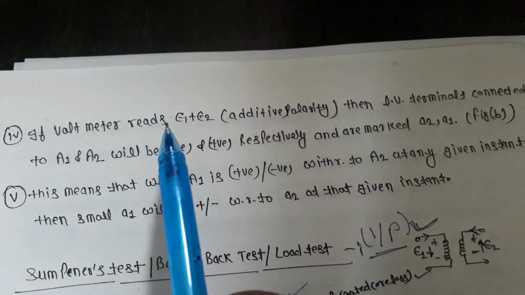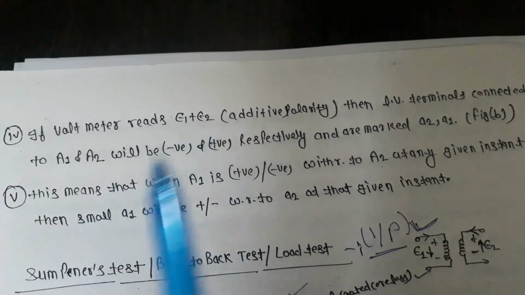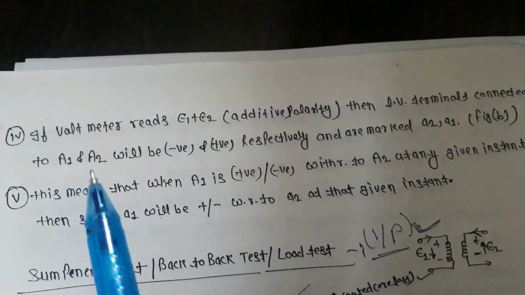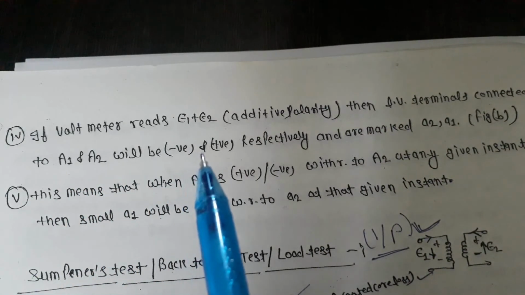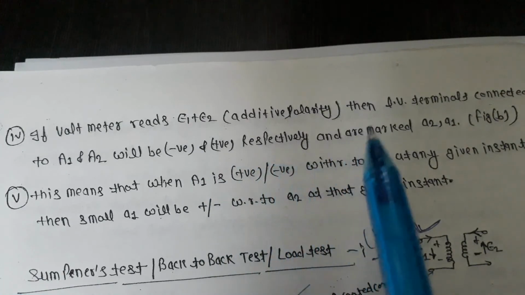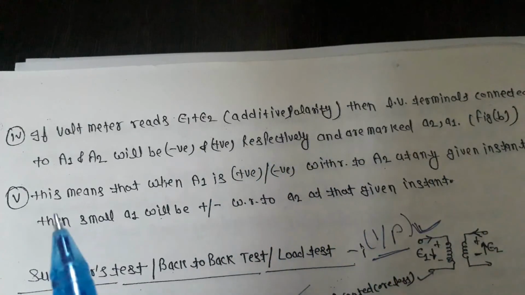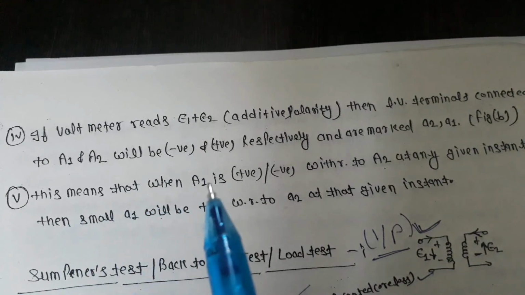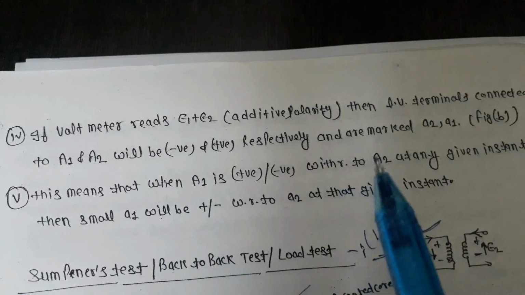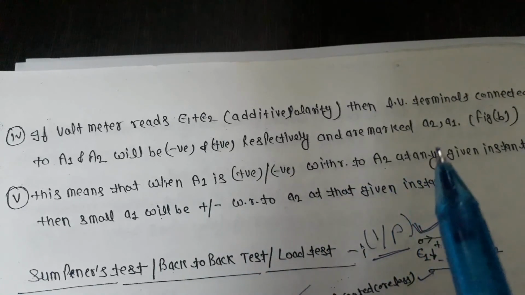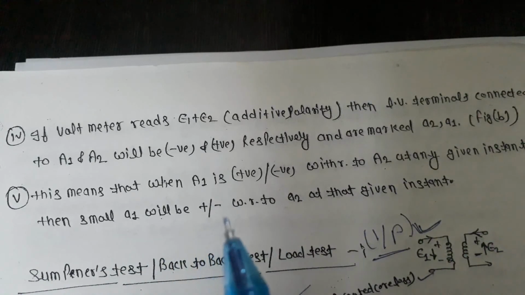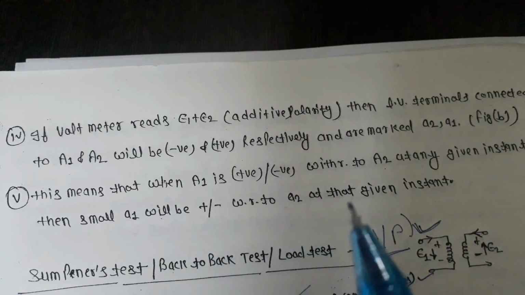If the voltmeter reads E1 plus E2, which is additive polarity, then the low voltage terminals connected to A1 and A2 will be negative and positive respectively and marked a2 and a1. This means that when A1 is positive with respect to A2 at any given instant of time, the small a1 will be positive with respect to a2 at that given instant.